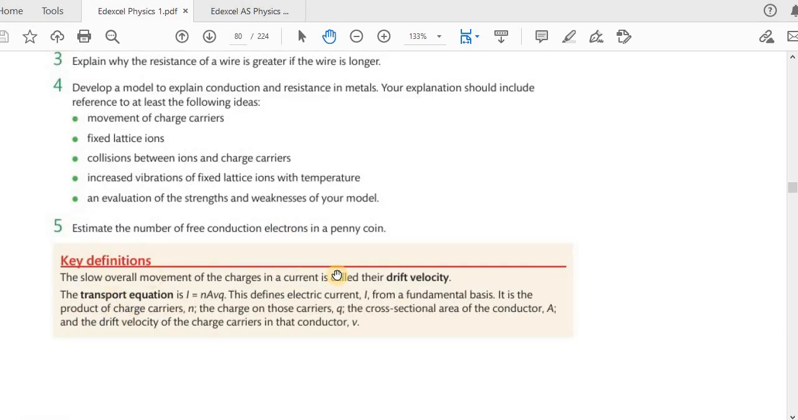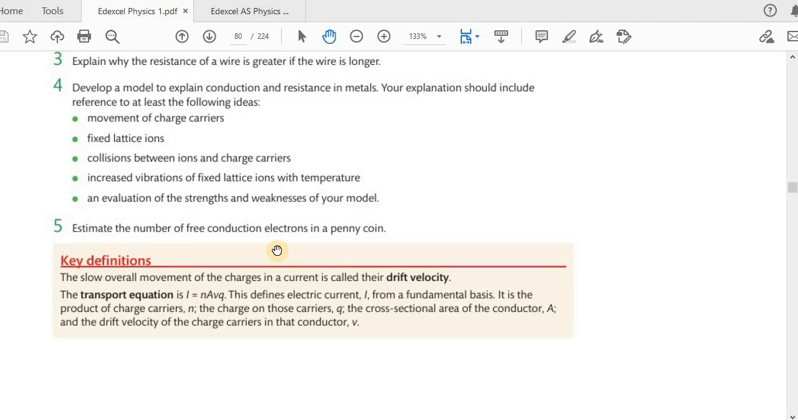And then finally in each part we have the definitions. Normally in the last page of that part of the chapter, the slow overall movement of the charges in a current is called the drift velocity. These are definitions, so you have to memorize them with understanding, because in the exam paper they can ask you to define drift velocity. Then this is what you need to write. So make sure you memorize these definitions with understanding.